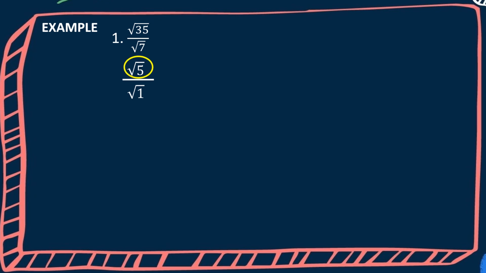Our numerator, which is square root of 5, is already in its simplified form. So we copy square root of 5 over our denominator, which is the square root of 1. And the answer is equal to 1. Square root of 5 divided by 1 is equal to square root of 5. So our quotient is equal to square root of 5.